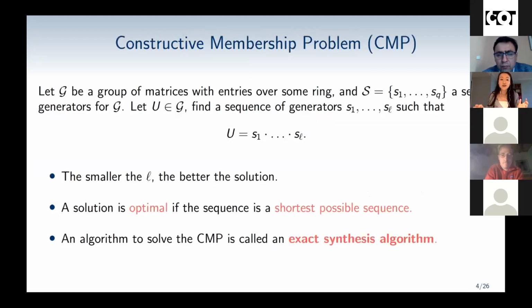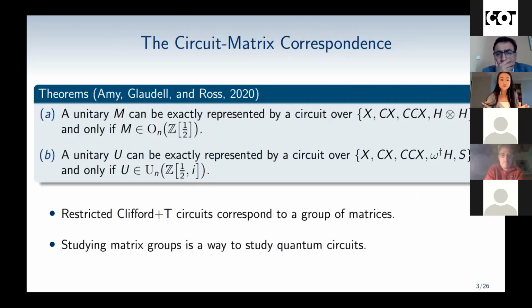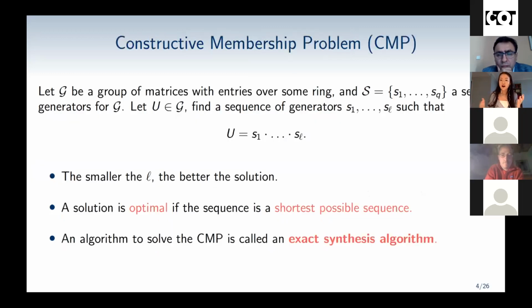Well, we know that the restricted Clifford plus T circuits are well suited for fault-tolerant quantum computation, and they're universal. So we are very interested in this group. So now, in our study, we're interested in the constructive membership problem. So consider G to be a group of matrices over some ring, and we know that it is generated by a sequence of elements S1 to Sq. We also call them generators for this group.